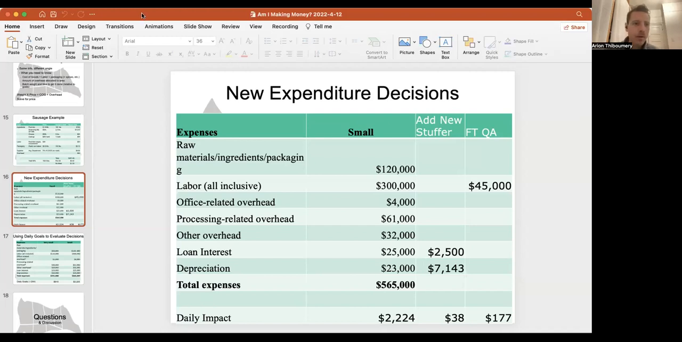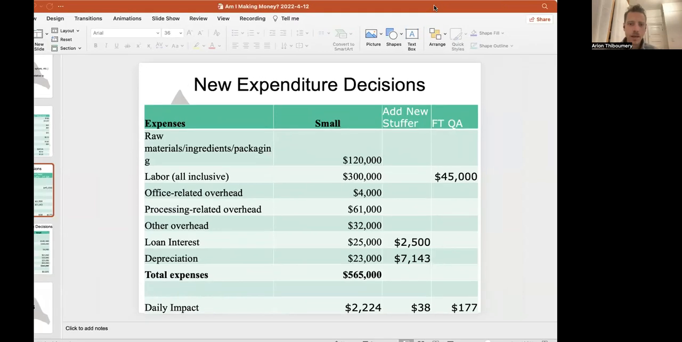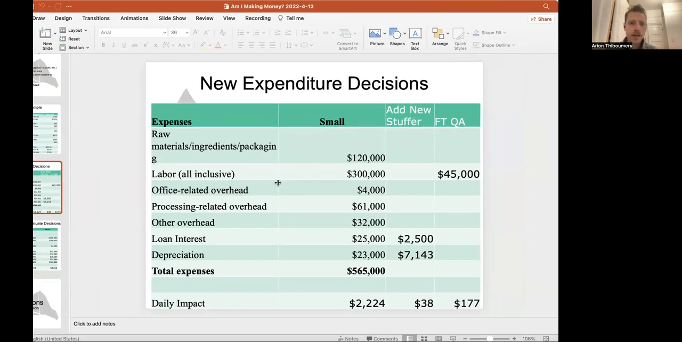It's sort of remarkable if you break that down into, well, what's the cost per day? And so here, hopefully folks can see, is this new expenditures decision, and I have two examples. One is add a new stuffer, like a nice new vacuum stuffer for $75,000 or whatever. And what is the price of an additional QA person at $45,000 all in?